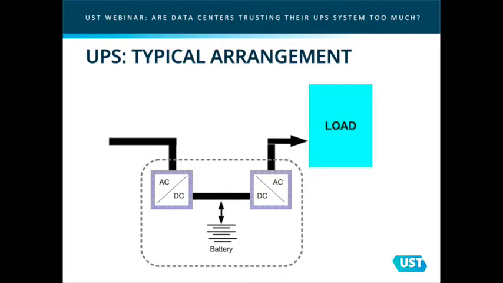So if we take a look at a typical arrangement with a double conversion UPS, it's pretty straightforward. You've got power coming in. You're going through a double conversion process with the UPS, and you're supplying the load. The double conversion systems might be accepted as the industry standard. However, they clearly sacrifice efficiency to avoid risk.